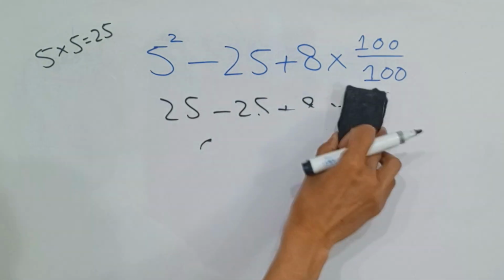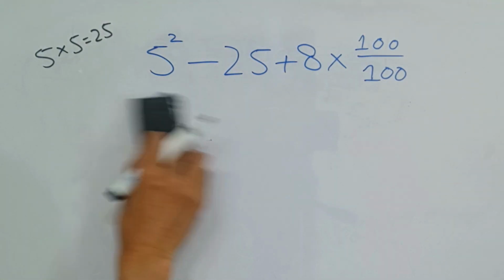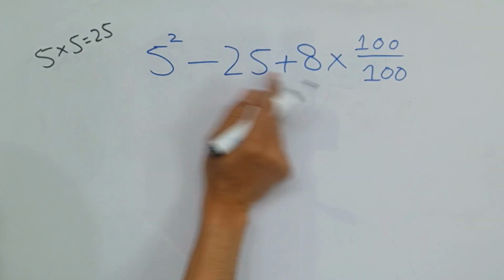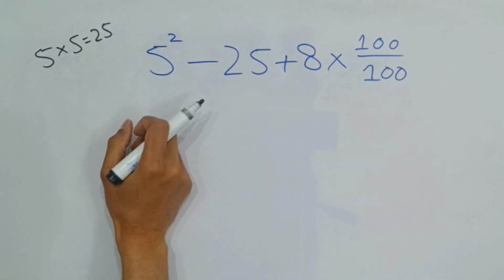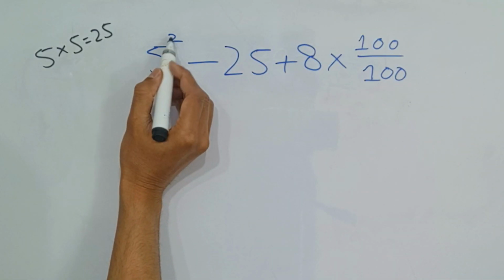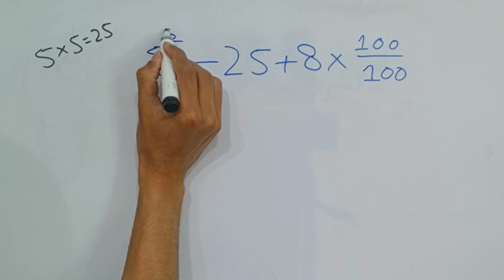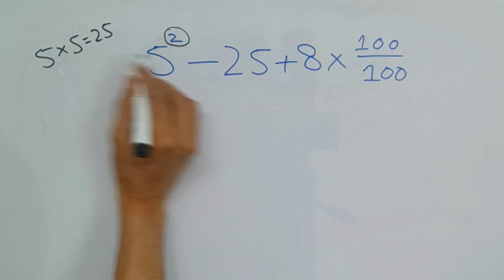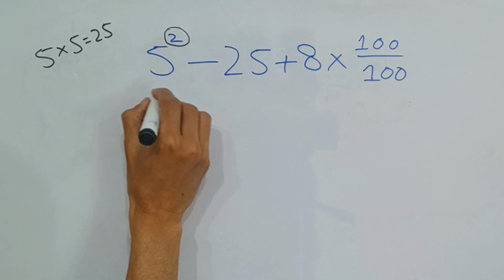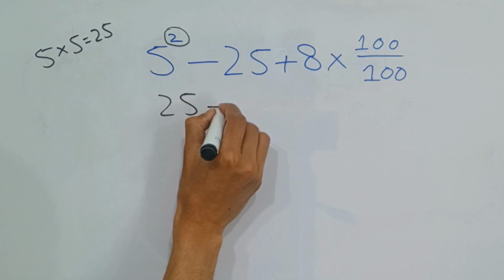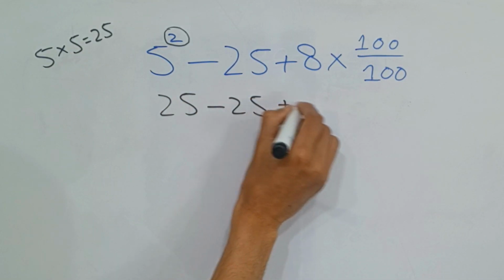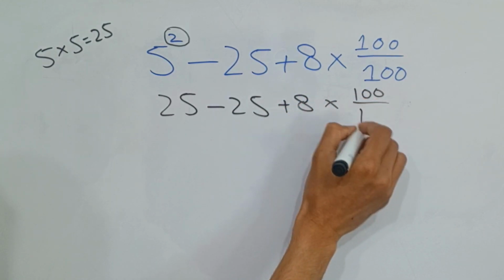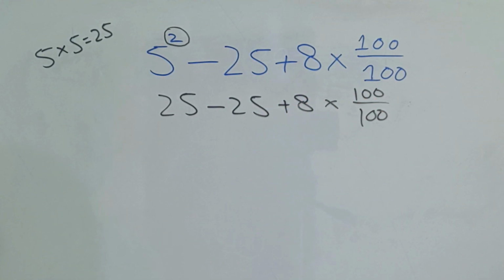We use the order of operations rule: parentheses first, then exponents, then multiplication and division from left to right, then addition and subtraction from left to right. So exponent first, right? This. So 5 squared means 5 times 5 equals 25, right? 25 minus 25 plus 8 times 100 divided by 100.